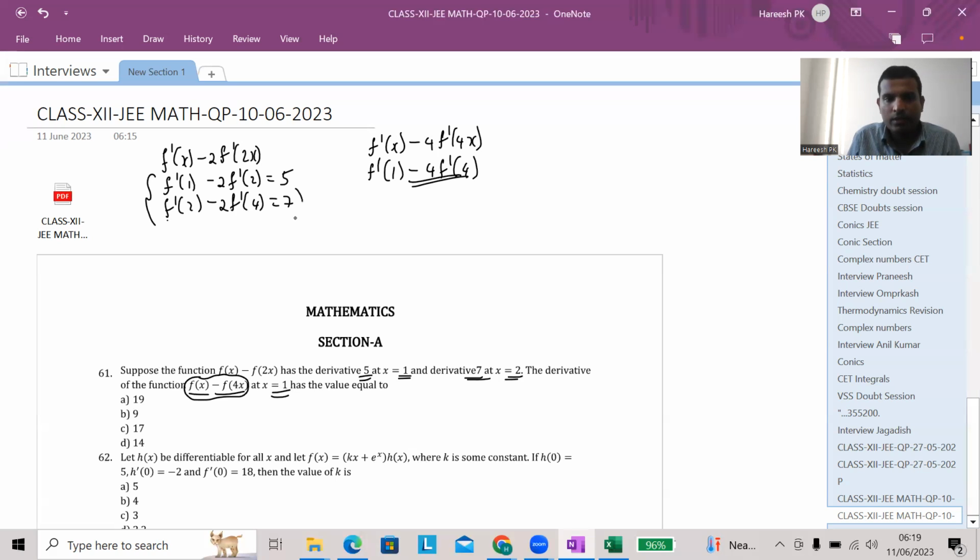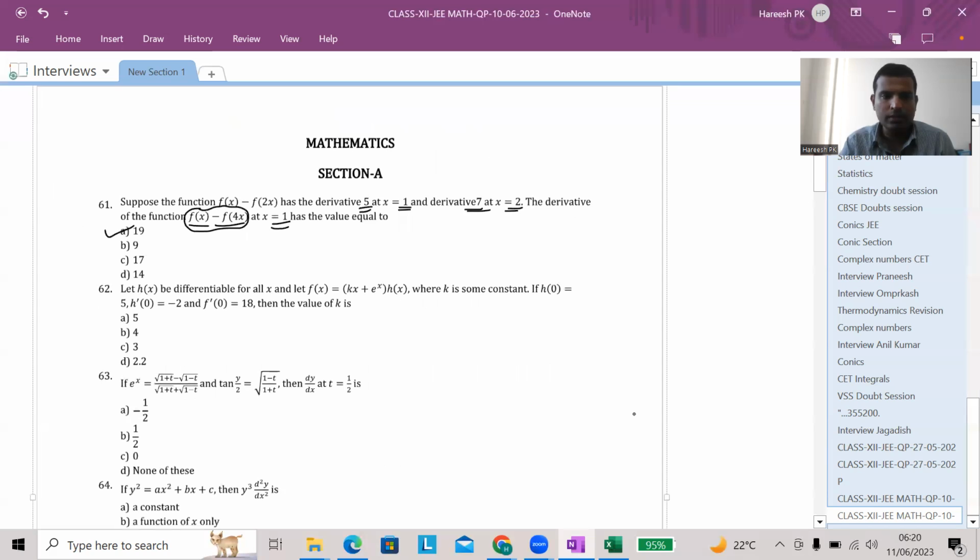That means I will have to multiply the second equation by 2, and then add both. So when I add both, I will end up getting f dash 1 minus 4 times f dash 4 is equal to 5 plus 7 into 2. So that is 14. So 5 plus 14. So the right answer here is option A, 19. Very straightforward question. Let's move to the next one.